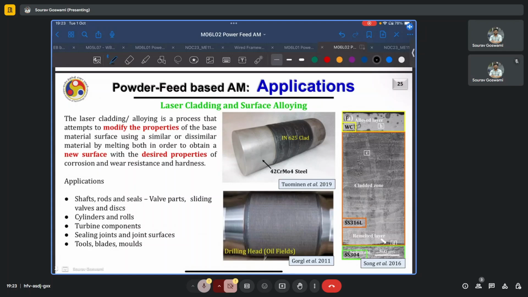It can have applications such as in shafts, rods, and seals, in wall parts, sliding walls and discs, in cylinders and rolls, in turbine components, for sealing joints and joint surfaces, and in tools, blades, and other molds.